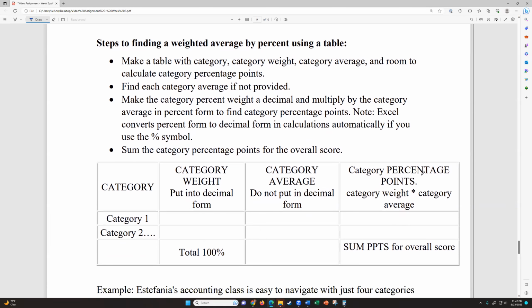And then the column to calculate the category percentage points. This is the same thing we did before, where we had our counts times our values, except we're doing our percent as a decimal times our average. So the category weights times the category averages. And we call these percentage points because when we're multiplying these weights as a decimal times the average of the category, we're going to be getting values that help us sum up to our final grade. Okay, so these percentage points are going to add up to what we get out of the total 100% for the class.